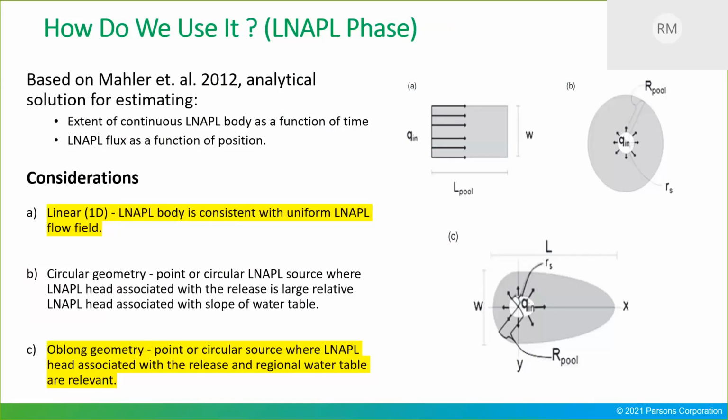But I'm going to briefly talk about under which conditions these three geometries are valid. For linear NAPL body, this 1D NAPL body is consistent with uniform NAPL flow condition. The circular geometry could be consistent with near source condition or flat water table, and oblong geometry is applicable where a regional water table is relevant. In this case study, based on our site, oblong geometry was more appropriate. So we use both linear and oblong geometry to evaluate the plume length and NAPL flux.